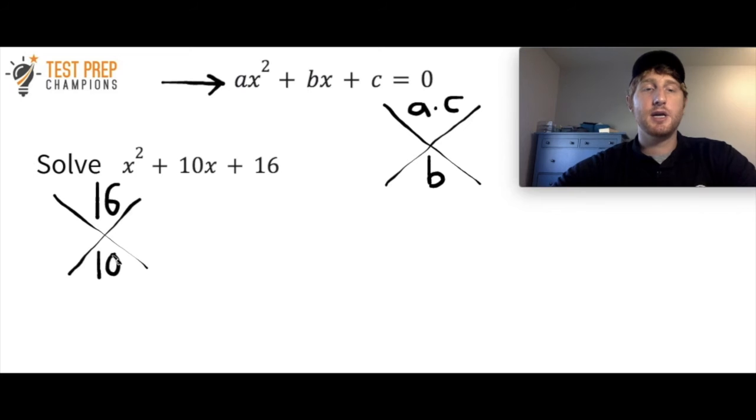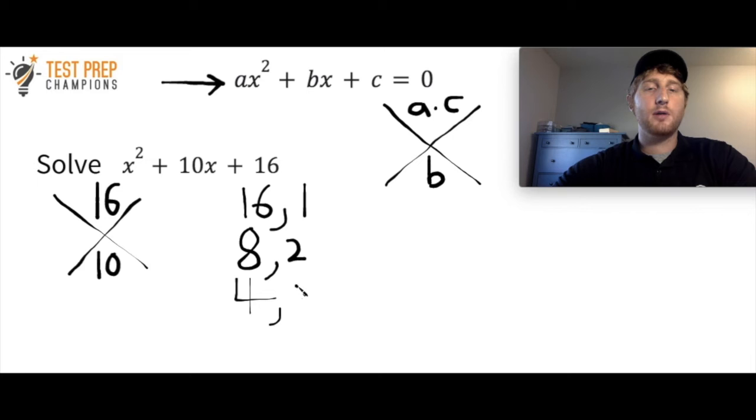Hopefully this makes sense. Now the next step is to find sets of numbers that multiply together to give me 16. But I need something that's going to add together to give me 10. So what I would do next is just start off by listing pairs that will multiply together to give me 16. 16 and 1 is an obvious one. What about 8 and 2? And we also have 4 and 4.